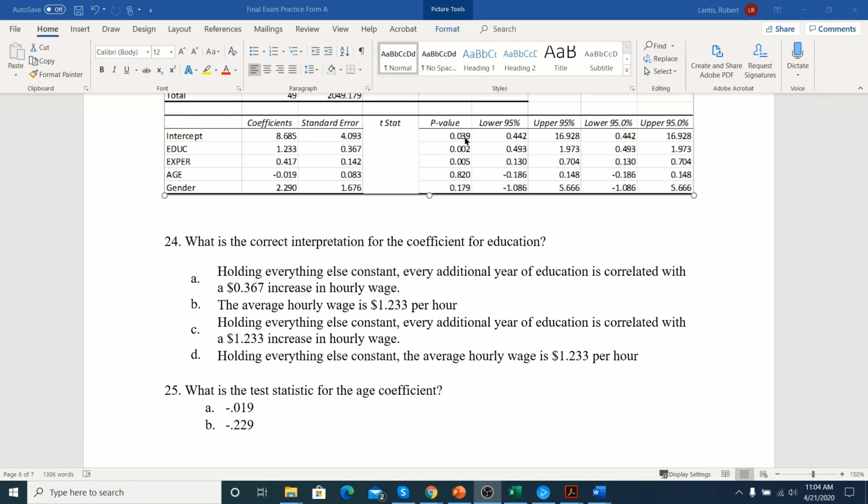So you go through, well, the intercept is significant because it's less than 0.05. Education would be, experience, but age and gender wouldn't be, right? Because they're not less than 0.05. So the only ones in which we could reject the null or say they had a significant effect at the 95% level would be education and experience, and if you wanted to say the intercept as well.